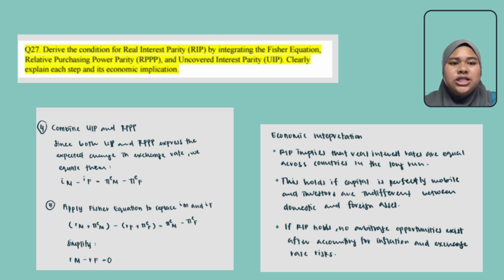The real interest parity condition holds when real interest rates are equal across countries, r foreign equals r domestic. This implies that when capital is really mobile, through arbitrage, real returns on investment in different countries will be equal, regardless of currency movement or inflation differences.